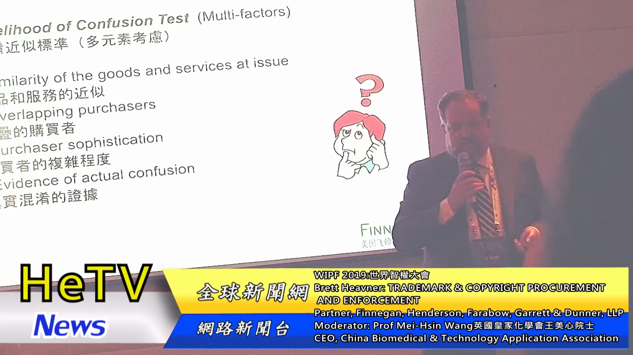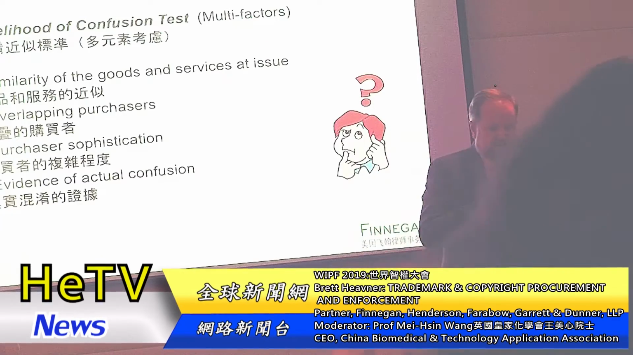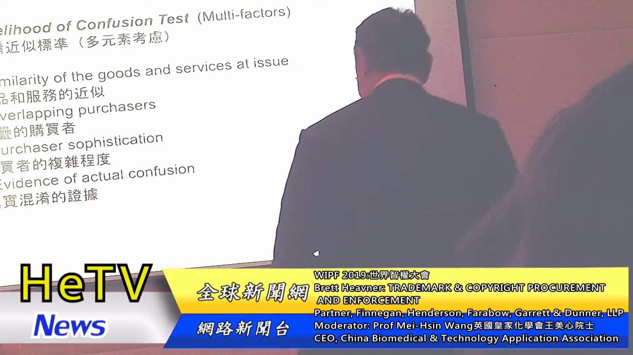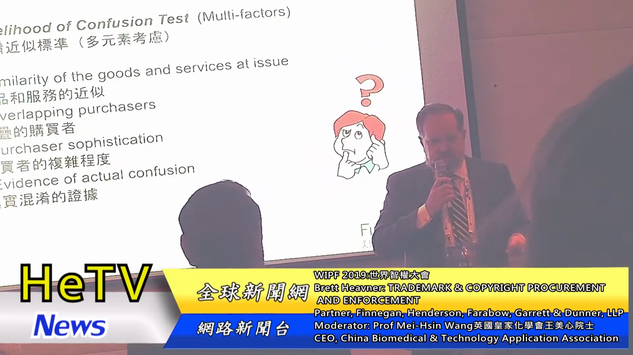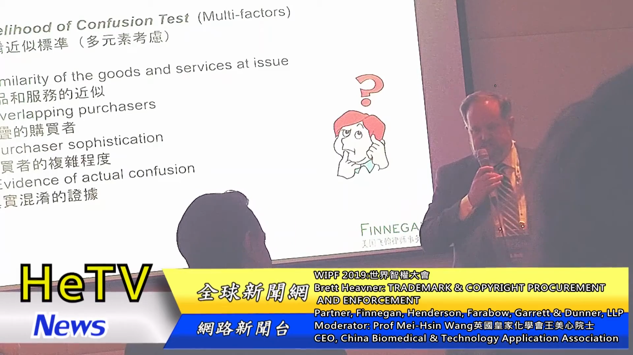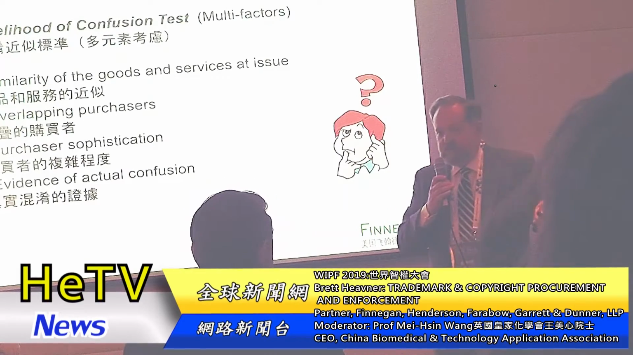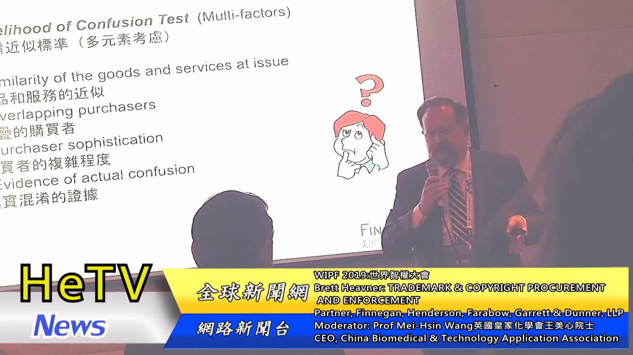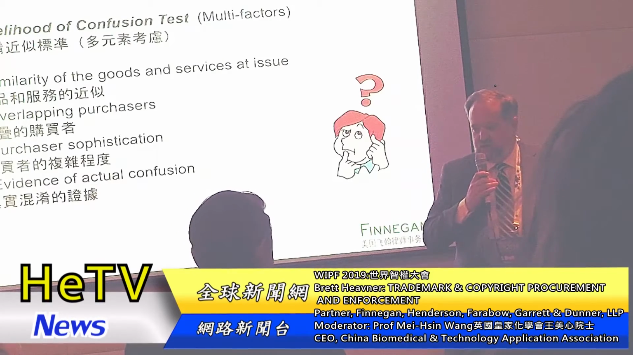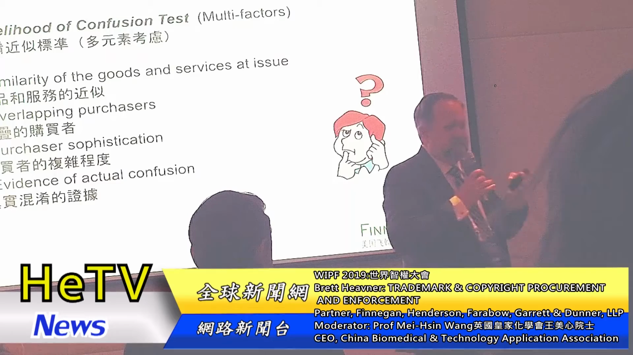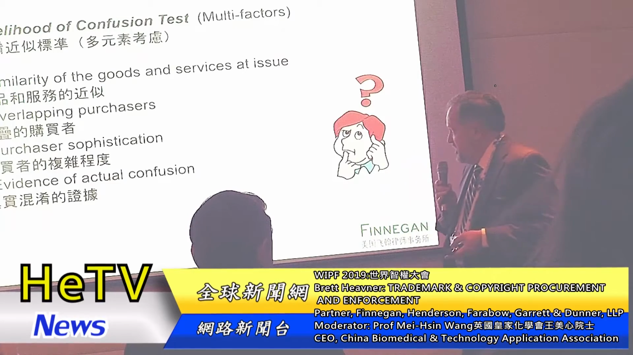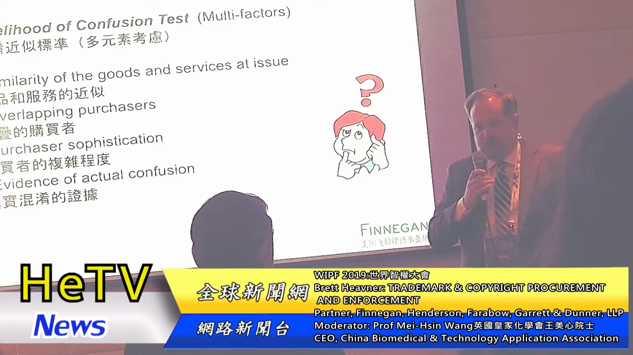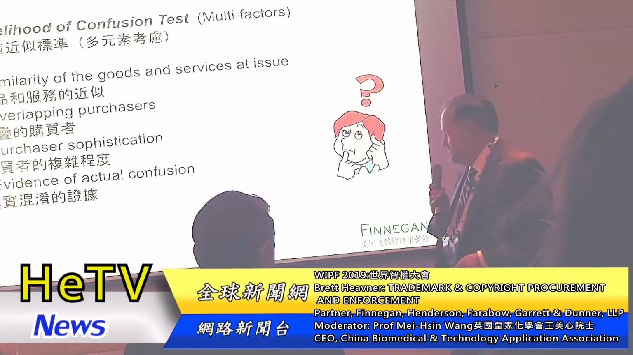Then the next factor that the TTAB will look at is the similarity in the goods and services. Are they competing goods and services, or complementary goods and services that would be used together, or are they services that are so related that even though they're not used together, people might think they come from the same source? They'll look and see if there's overlapping purchasers, overlapping channels of trade.